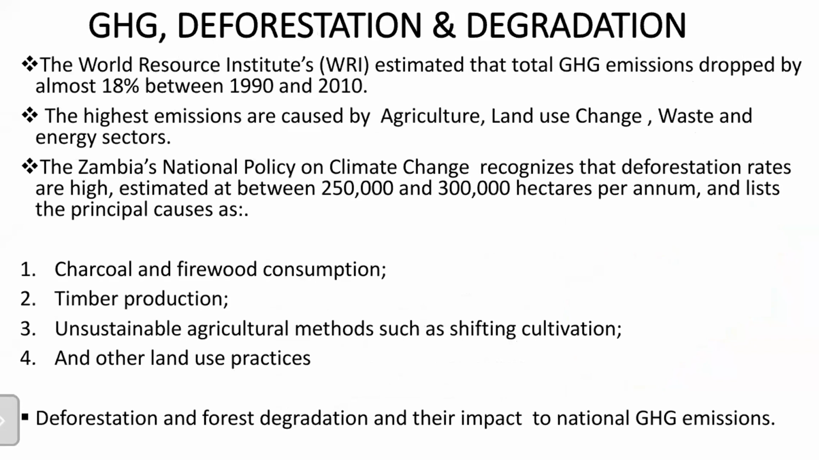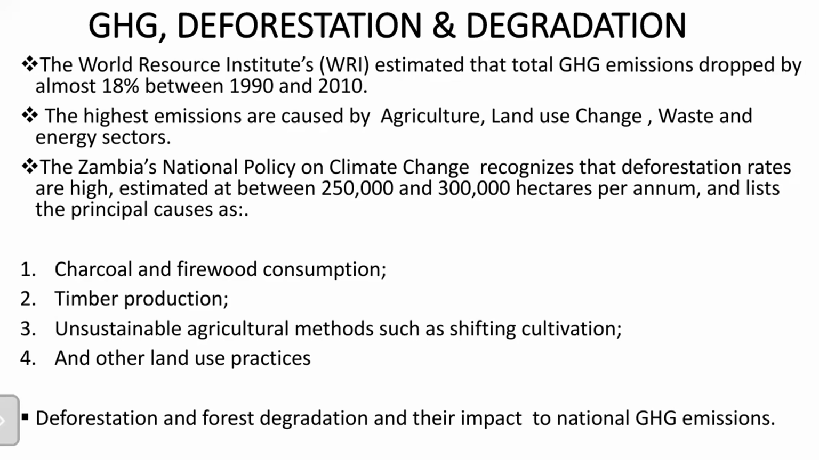So I'm going to talk about greenhouse gases, deforestation, and degradation. According to the World Resources Institute, it was estimated that emissions dropped by almost 18% between the year 1990 and 2010. By emissions here, I'm talking about greenhouse gas emissions. We have gases like carbon dioxide, which happens to be the major greenhouse gas. It is actually the first contributor to climate change. We also have greenhouse gases like methane, chlorocarbons, ozone, and water vapor.